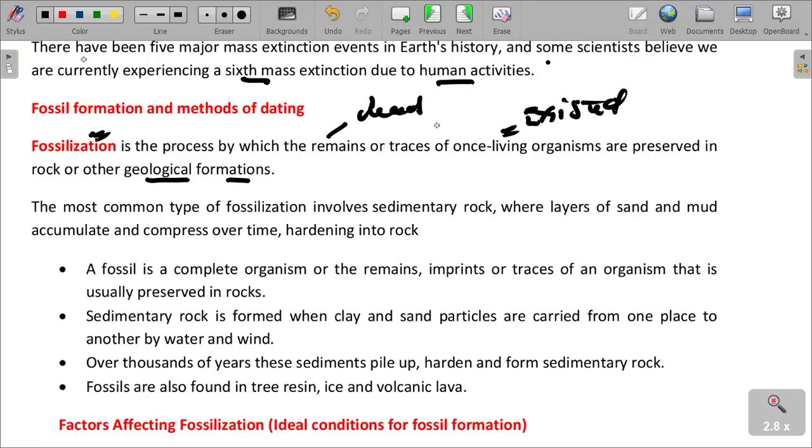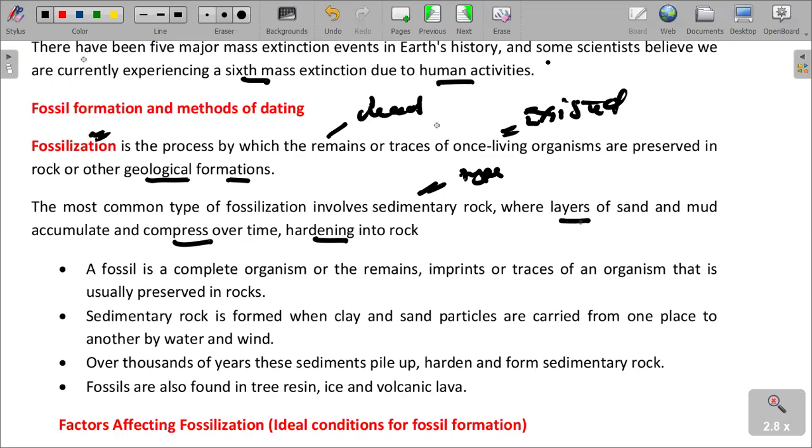So the most common type of fossilization actually involves the formation of sedimentary rocks, as a type of rock, I'm sure that we know, where layers of sand and mud accumulate and compress over time, hardening into rock.